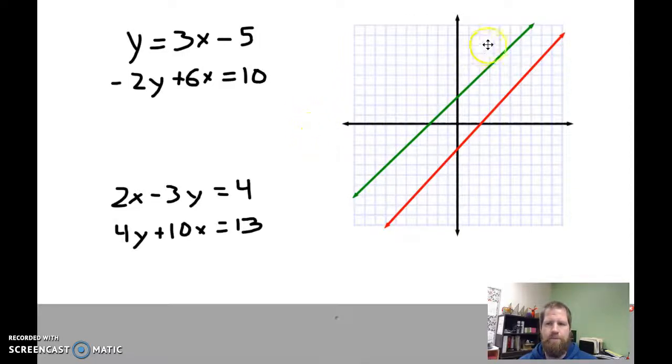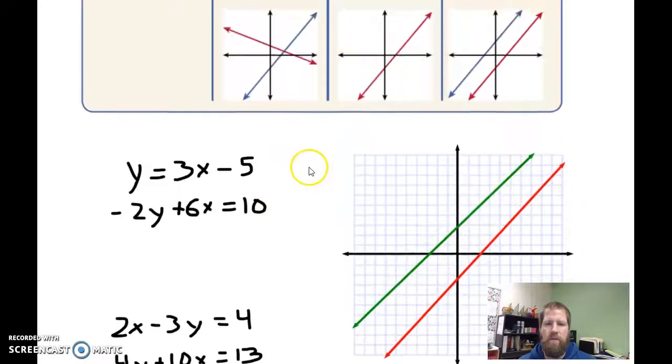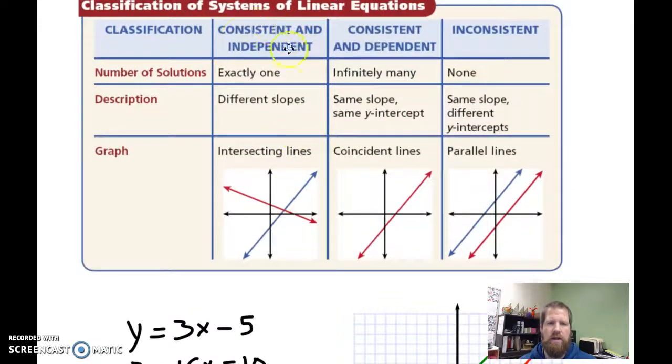All right, this one, even though they don't intersect on my graph, I can tell that these slopes are not the same, right? They're not perfectly parallel. This green line has a slope of 1, right? It goes up 1 and over 1 every time. This red line has pretty close to that, but you can see it doesn't exactly go up 1 and over 1. It gets off, and so it actually rises more than it runs. So eventually these two lines will meet. So they are intersecting lines and a consistent and independent system.